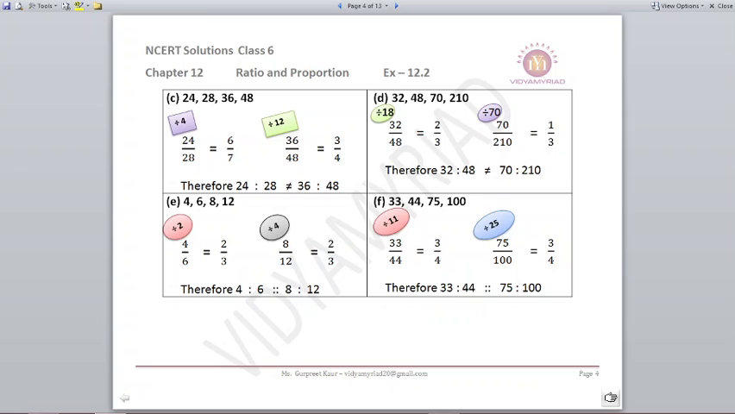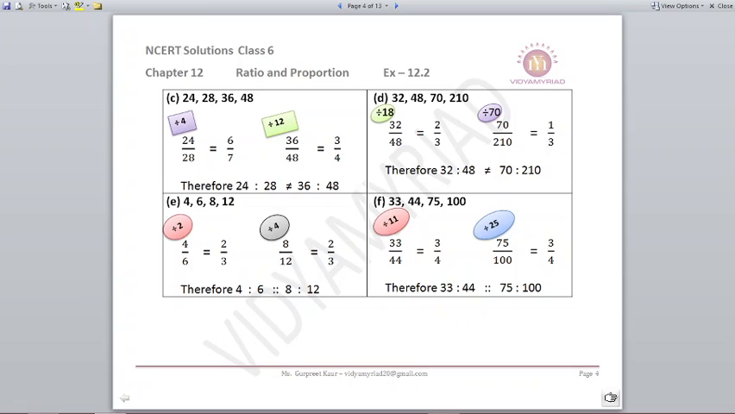C part, 24, 28, 36, 48. Now 24 is to 28, it can be divisible by 4, so it comes 6 upon 7, and 36 upon 48 is divisible by 12, so comes 3 upon 4. Both are not equal, so we can say that they are not in proportion. D part, 32, 48, 70, 210. Now 32 and 48 both are divisible by 16, so you get 2 upon 3. 70 upon 210, they are divisible by 70, you get 1 upon 3. Again the ratio is not same, they are different, so we can say that they are not in proportion.